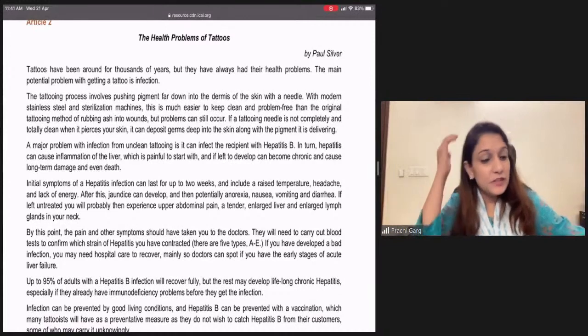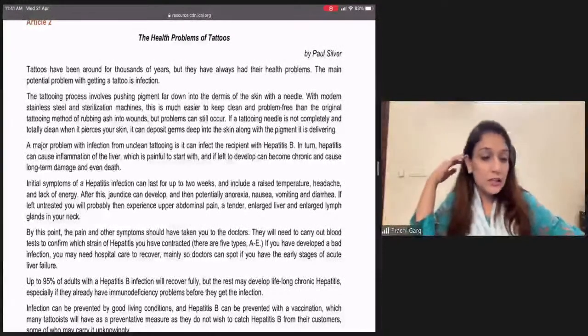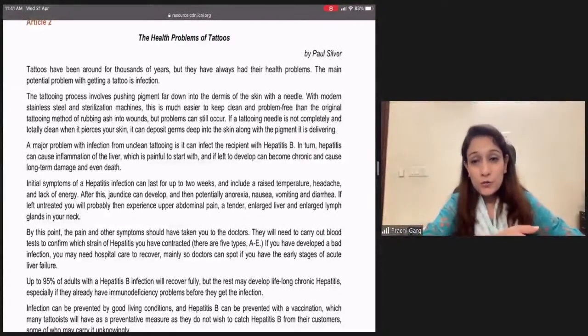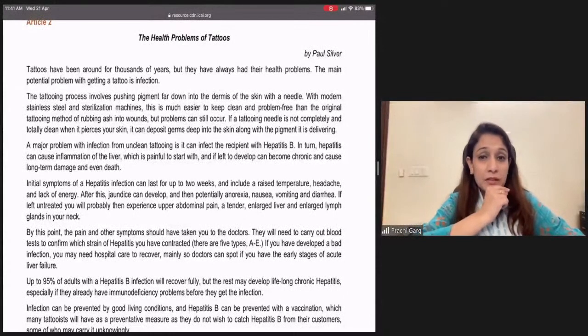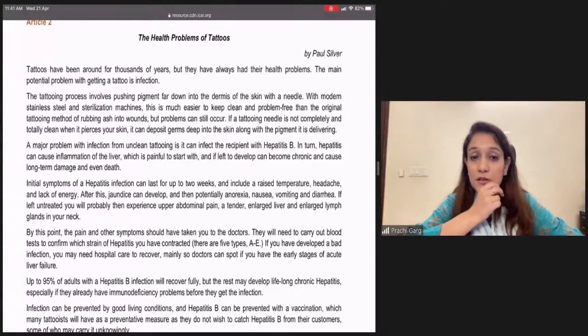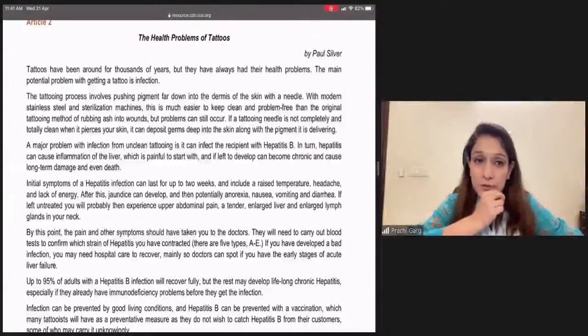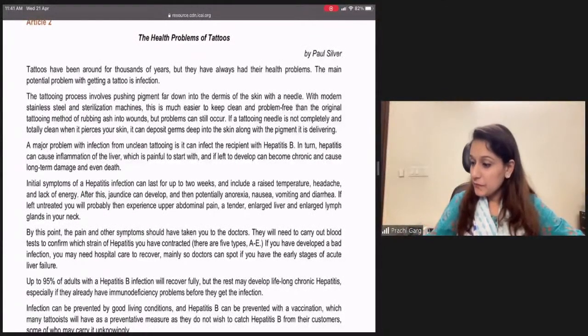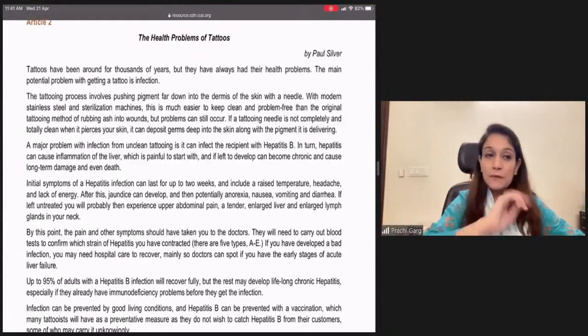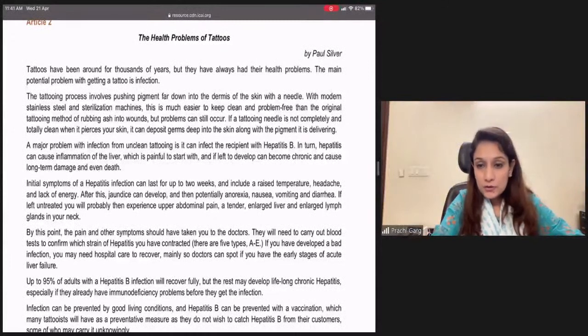Okay, quickly tell me, if this topic was given to you, health problems of tattoos, we all know what tattoos are, right? And so we know what all problems people face also. At least you would have some idea. So quickly tell me, what all things will you write about this? What all points can you think of?